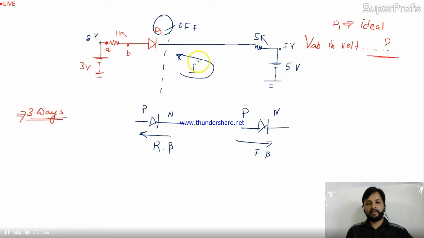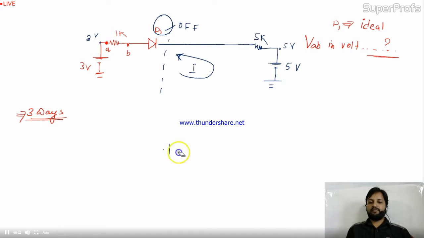Are you getting me? If D1 is off, friends, your circuit is like this. Let me erase some part and make it simple and clear for you. If you identified that your diode D1 is in off state, you can remove this from the circuit. Your circuit is open. If your circuit is open now, tell me, is there any current in the circuit? If you want the current to flow in the circuit, you need to close it. The circuit should be closed, then only the current can pass. Here, I don't have any circuit, so I equal to 0.